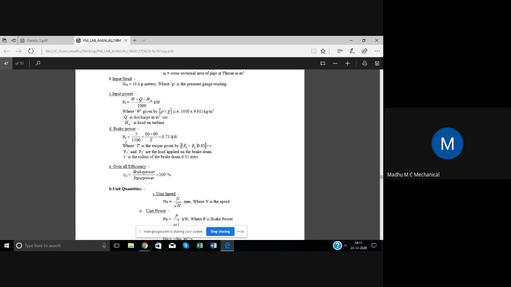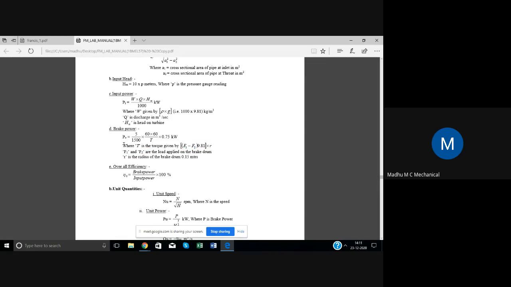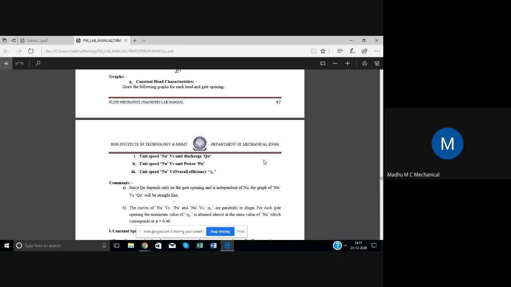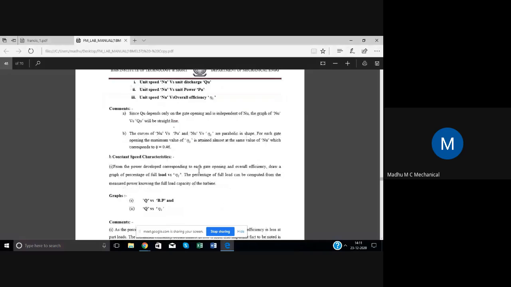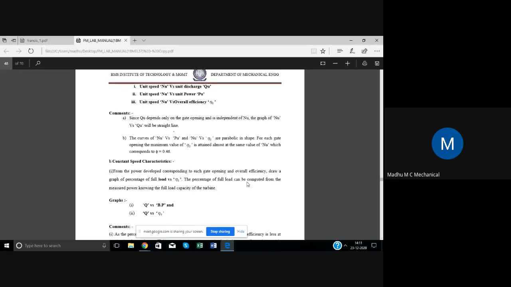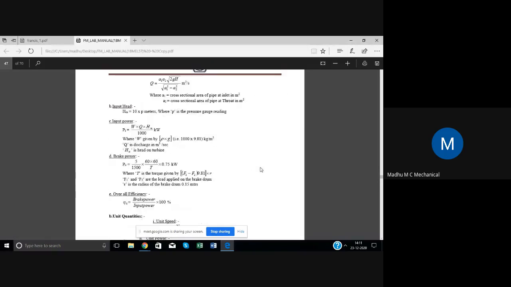Now, don't look at this one. What is that? Torque, and this is a mechanical loading. This is not required for you. After calculating output and input power, calculate efficiency. That's all. Then there are unit quantities: unit speed, unit power, unit discharge, specific speed. You can keep them and draw the graphs, whatever is given. That is Q versus BP and Q versus overall efficiency, etc. So it's very simple, and you can do the calculation now.